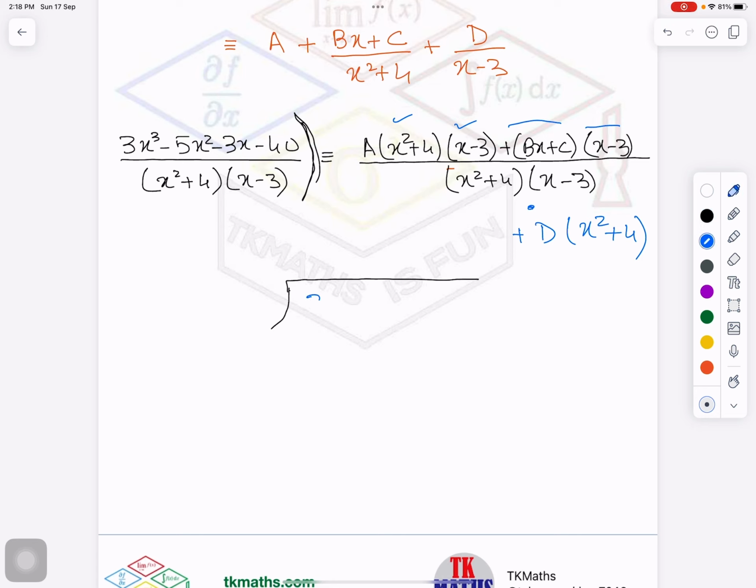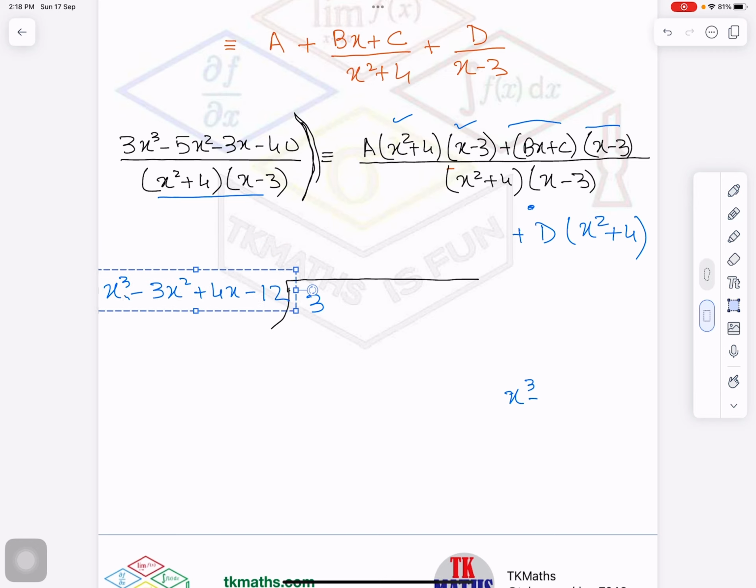So my divisor is, now I need to multiply these two. So what will it become? It will become x cube minus 3x square plus 4x minus 12. So this I will write here. Okay, this will be my divisor.